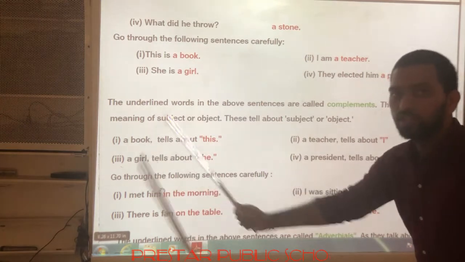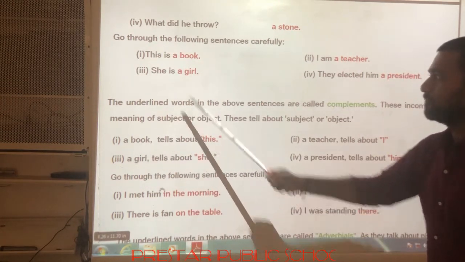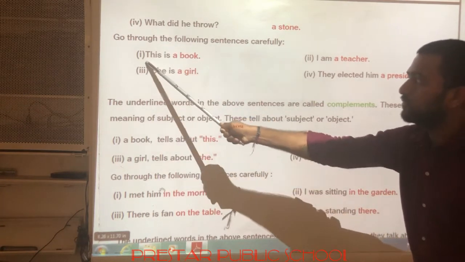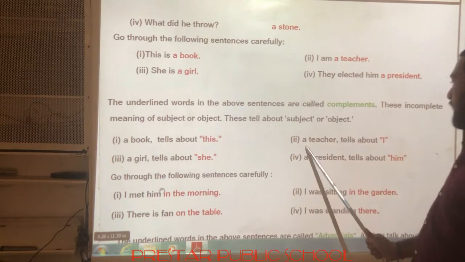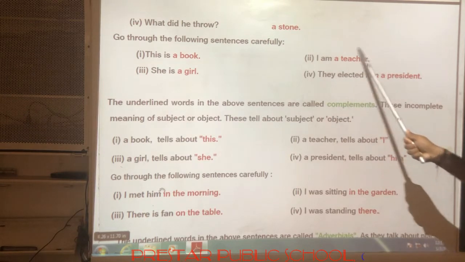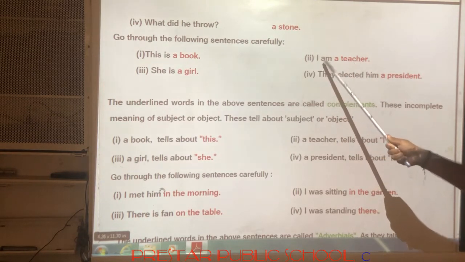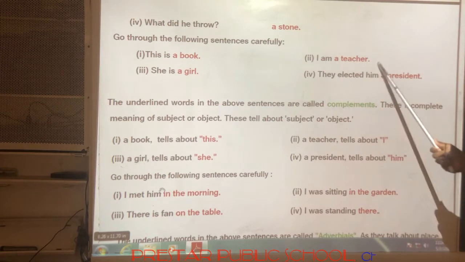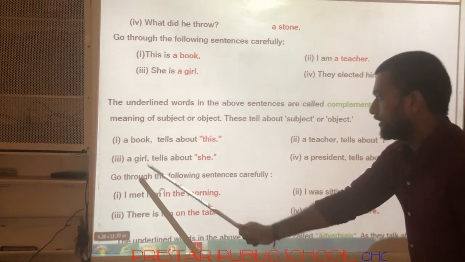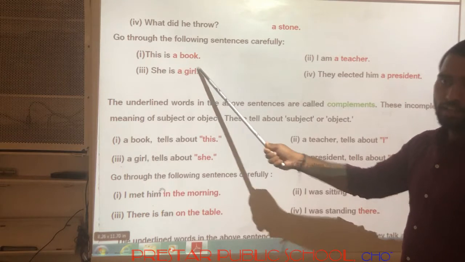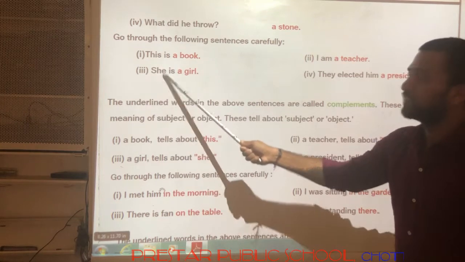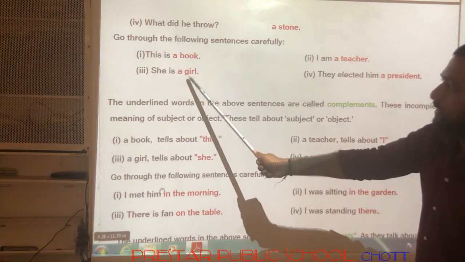See, "a book" tells about "this", meaning this is a book. Which is a book? "A book" tells about "this", yes or no? Next, second one, "a teacher" tells about "I". In this sentence, the words "a teacher" tell about whom? They tell about "I". So that is why this is called a complement. Okay. Next, look at the third one, she is a girl. What is that? A girl. This is a word or part of a sentence which tells about the word "she", yes sir? So that is why "a girl" is a complement.